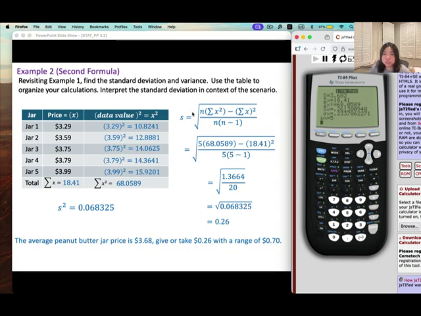Okay, I like to use this formula because when I use my calculator, I can double check my work. You can see the summation x here. Summation x equals 18.41. And then summation x squared equals 68.0589. Right? After I use my table, I can double check my work with the calculator.